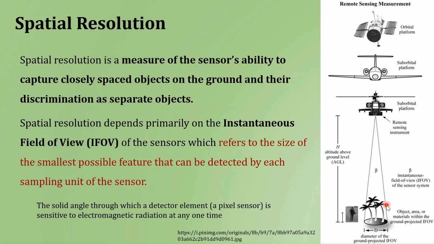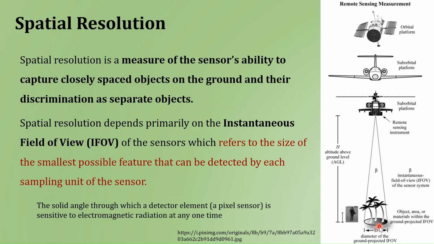Here in this diagram we can see the suborbital and the orbital platform. If we talk about this suborbital platform, which is placed at the height h above the ground level, this is referred to as the instantaneous field of view, which is the solid angle through which a detector element is sensitive to electromagnetic radiation at one time. When this solid angle is projected on the ground, it is referred to as the ground projected instantaneous field of view, and this is its diameter.